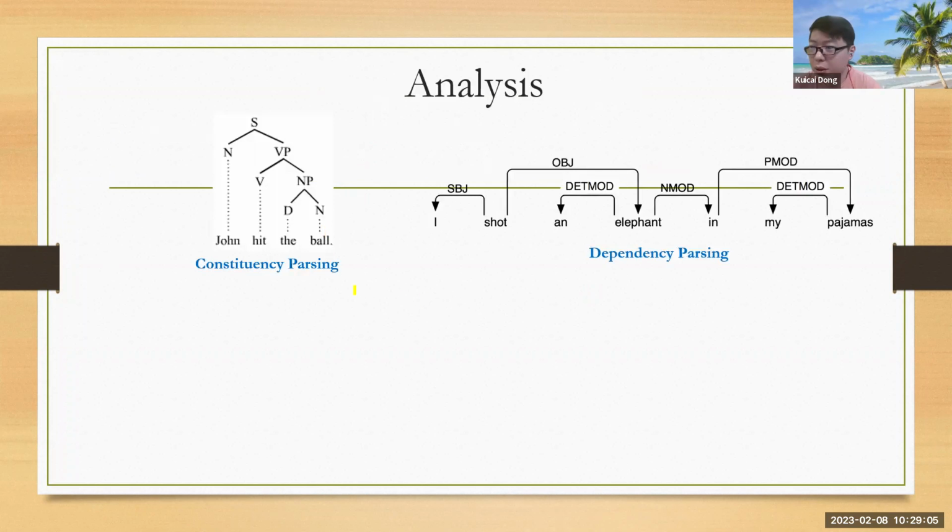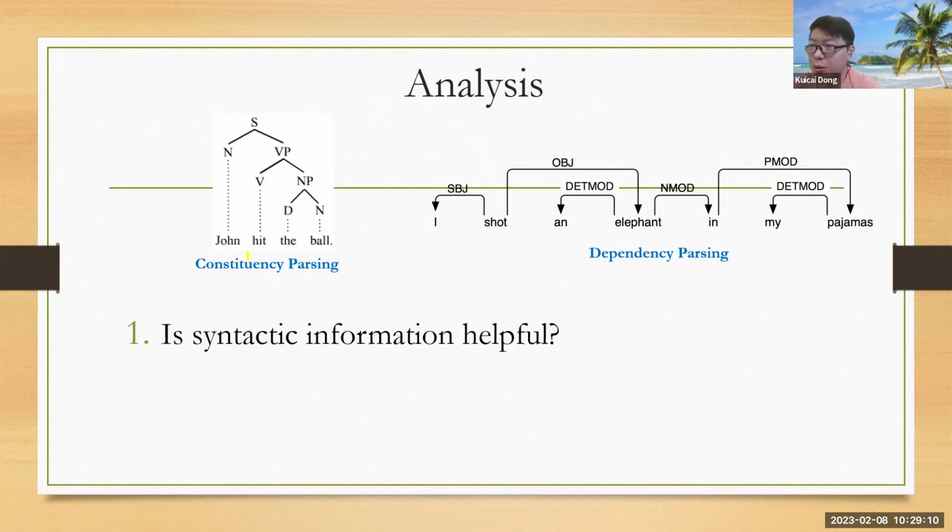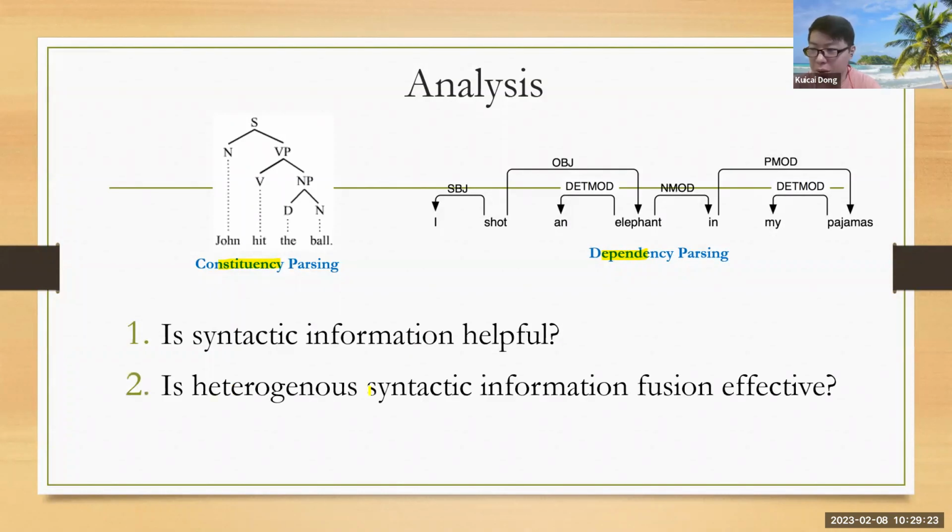So our analysis: is syntactic information helpful? By combining constituency parsing and dependency parsing, this is our first concern. It is valuable to combine them. Then, is heterogeneous syntactic information fusion effective or not? Since we are combining both, if using one is better than using both, then we should not combine them. So this is the second question.